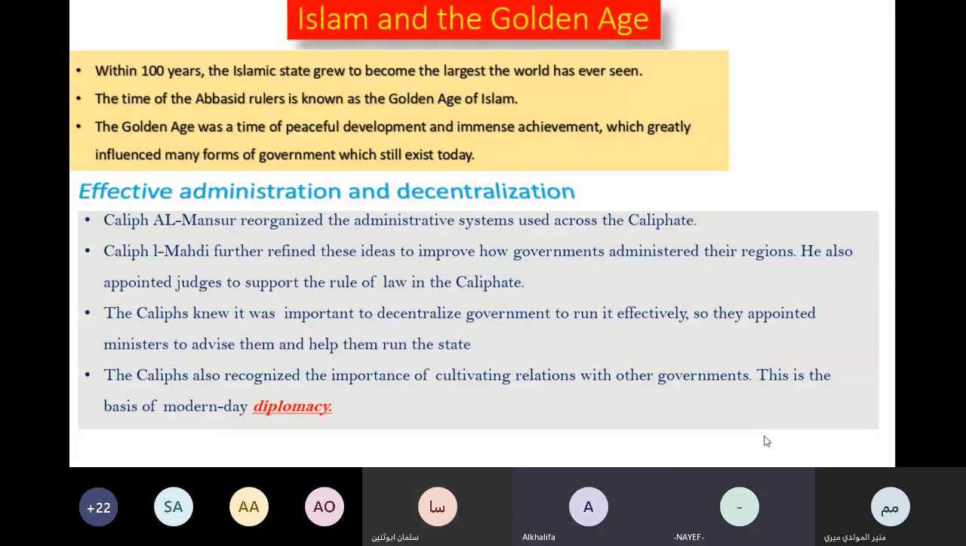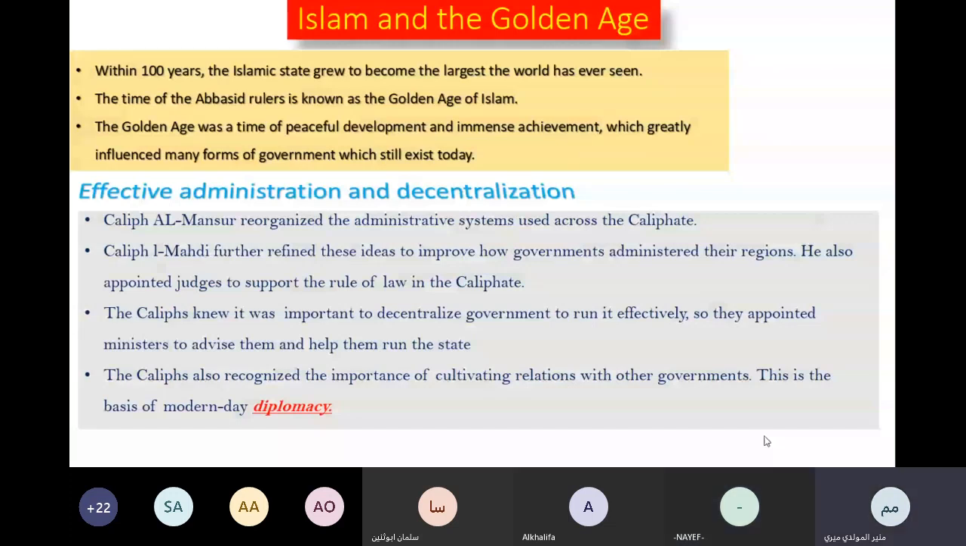He also appointed judges to support the rule of law in the caliphate. Yeah, the caliphs. Carry on. The caliphs knew it was important to decentralize government to run it effectively. So they appointed ministers to advise them and help them rule the state. The caliphs also recognized the importance of cultivating relations with other governments. This is the basis of modern day diplomacy.